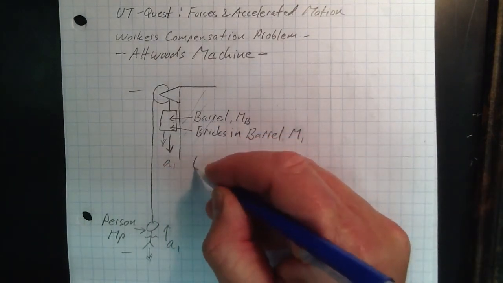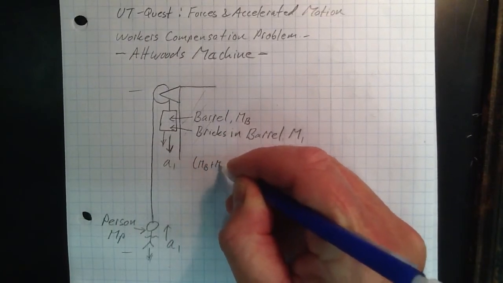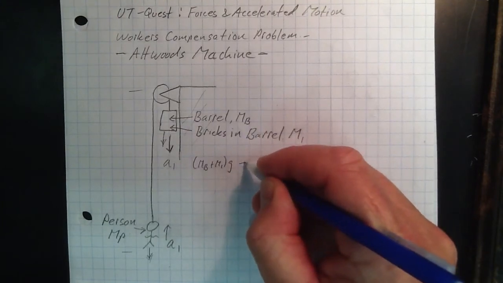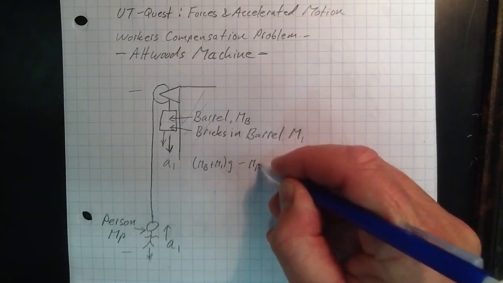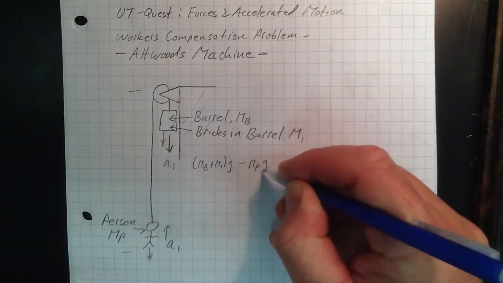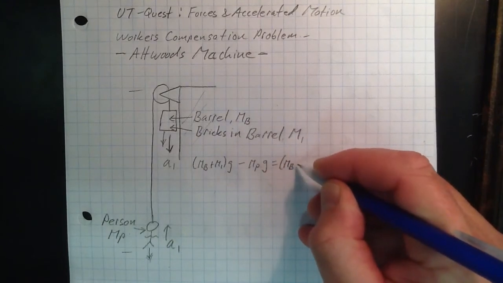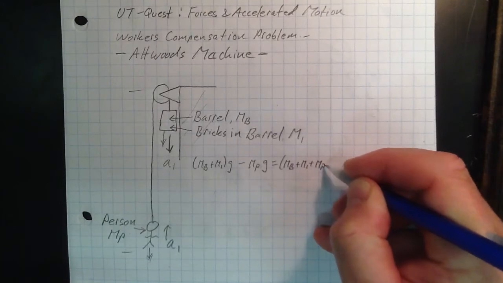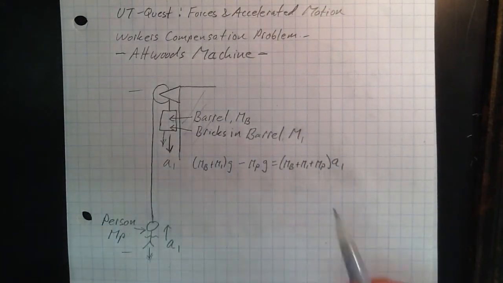Okay, so I'm going to have the mass of the barrel plus the mass of the bricks in it times g. That is going to be opposed on the other side of the Atwood's machine by the mass of the person times g. And then that is going to equal the mass of the entire system, bricks, barrel, person, times the acceleration of the entire system. So I can solve for acceleration.